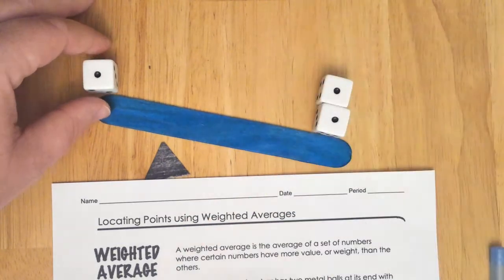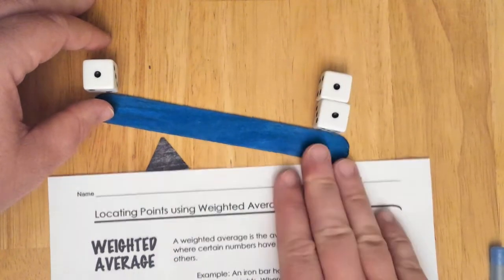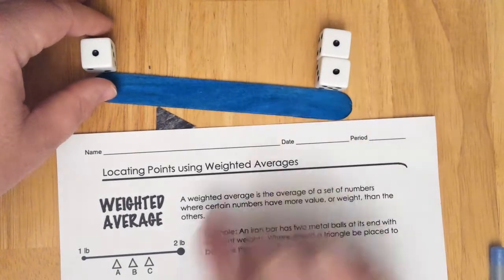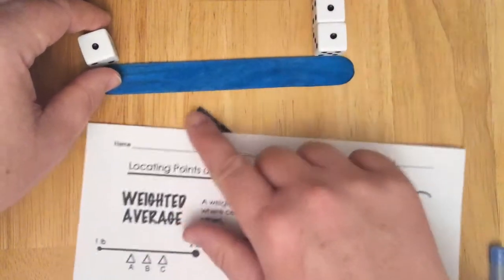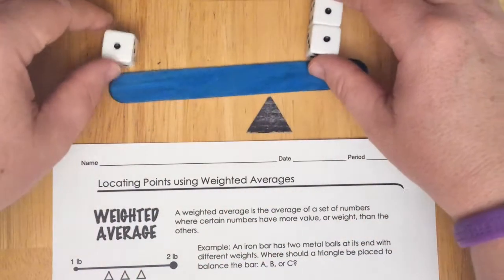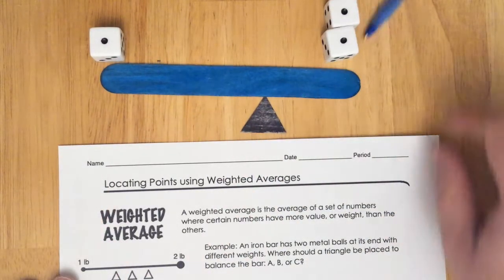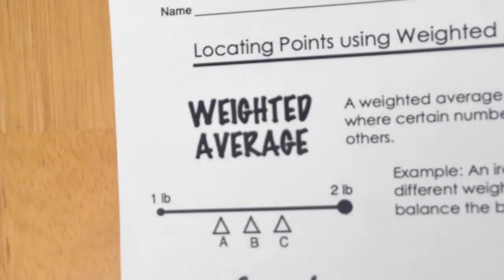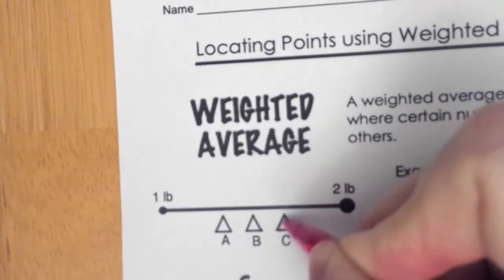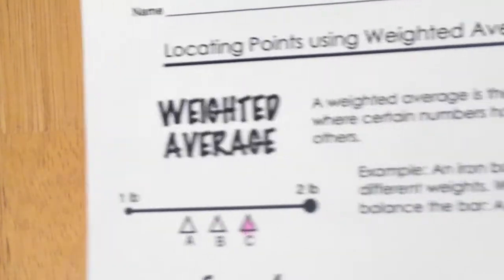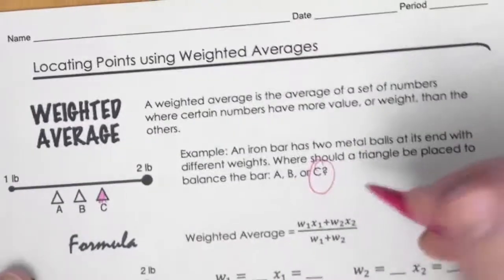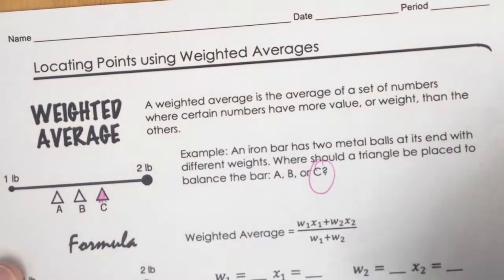Yeah, so it can't be at B and it can't be at A. Those don't work. So the only thing that works is if we have this closer to the heavier side. There we go. And that will keep it balanced. So the answer was C. The answer was C. So C is the answer, and I'll keep it nice and balanced.